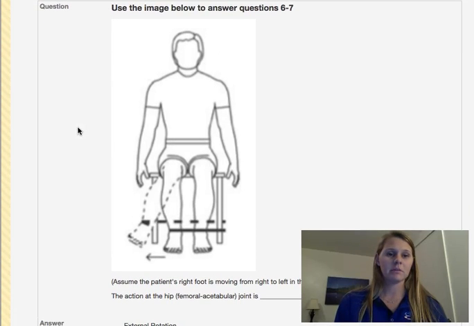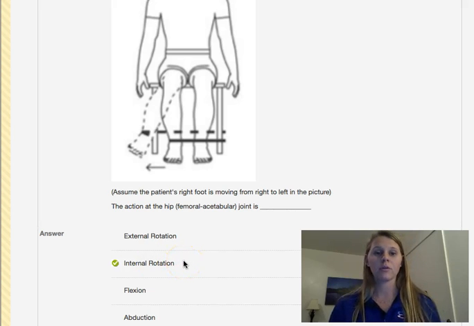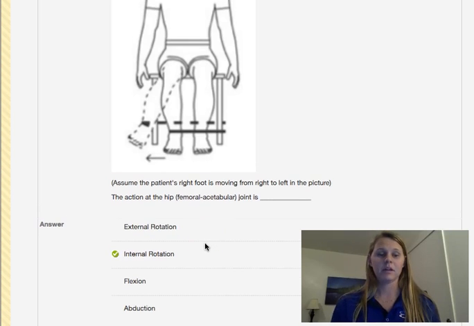Question 6. Using the image below, answer question 6 and 7. So, assuming the patient's right foot is moving from the right to the left, in the picture, this is your tip here, the action at the hip joint is blank. Alright, so assuming that his right foot right here in the picture is moving from right to left, the action at the hip joint would be internal rotation. Alright, internal rotation at the hip occurs inwards as opposed to if he was bringing his right foot in towards the right, and that would be external rotation. He's not flexing at the hip right now, and he's not abducting at the hip. He's internally rotating.